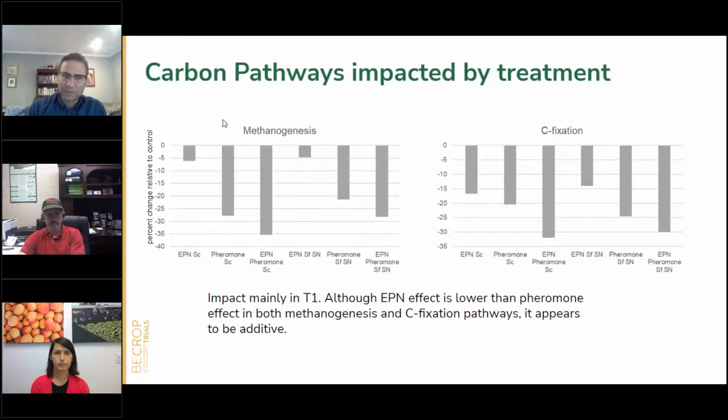One thing to point out is methane is a huge greenhouse gas. So to be able to say that you're reducing the methanogenesis in these systems by up to 35% relative to the control could go a great deal towards also building up soil carbon in that system.